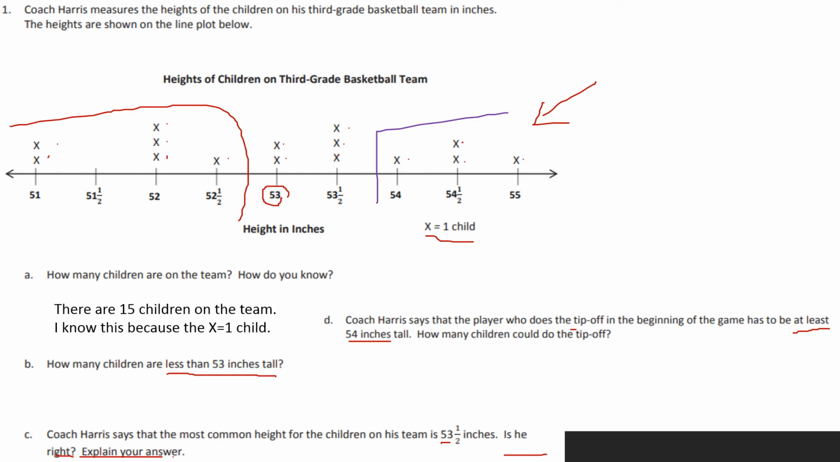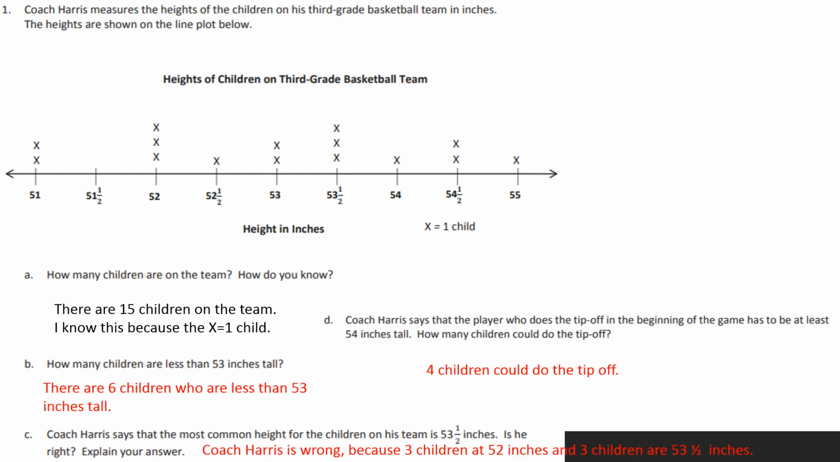All right, we're going to go over these answers right now. If you need more time, just press pause. For part B, we said how many children are less than 53 inches tall? I said there are 6 children who are less than 53 inches tall. We could check: 1, 2, 3, 4, 5, 6. So that is 6 children who are less than 53.